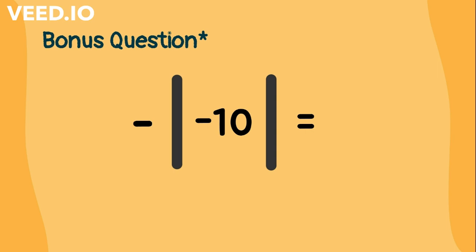The absolute value of -10 will just equal 10. And we can't ignore that negative sign in front. We're going to bring that down as well. And if we put them together, the answer is -10. Easy, right?